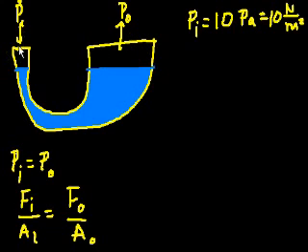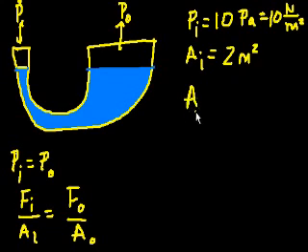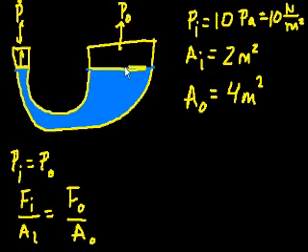So let's say my pressure in is 10 pascals, and let's say that my input area is 2 square meters. So if I looked at the surface of water there, it would be 2 square meters. And let's say that my output area is, I don't know, 4 meters squared. So what I'm saying is I can push on a piston here, and the water is going to push up with some piston here, right?